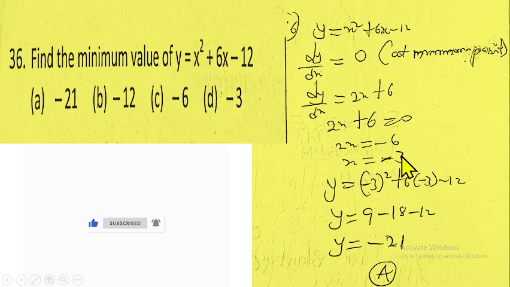So we can find the value of y by substituting the value of s into this equation. So we have y equals minus 3 squared plus 6 into minus 3 minus 12. If you open the bracket, you have 9 minus 18 minus 12. Then y, if you simplify that, will be minus 21. So option A is the correct option for question number 36.